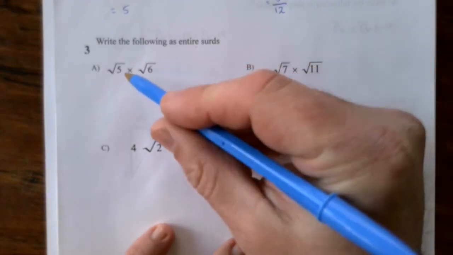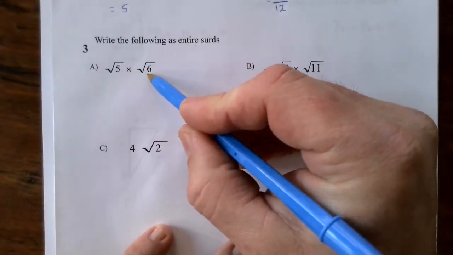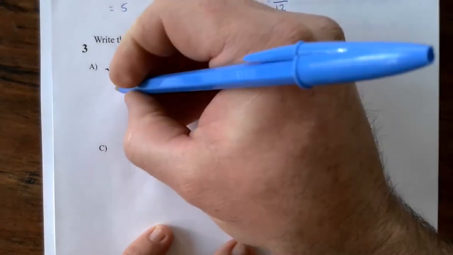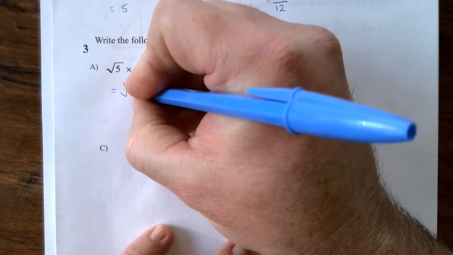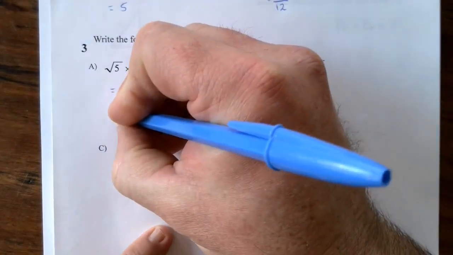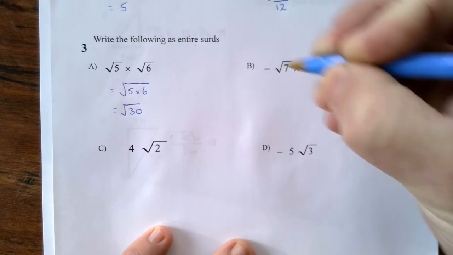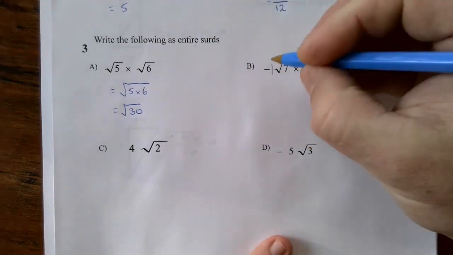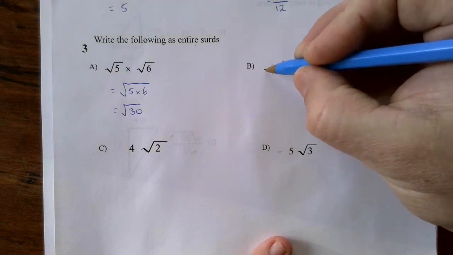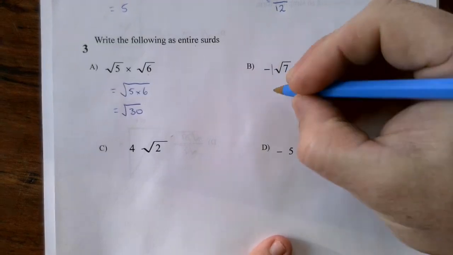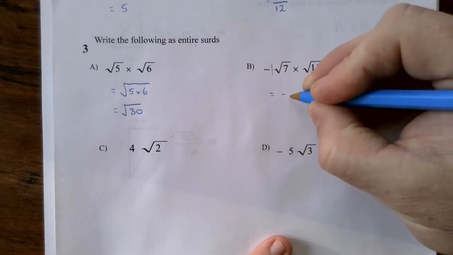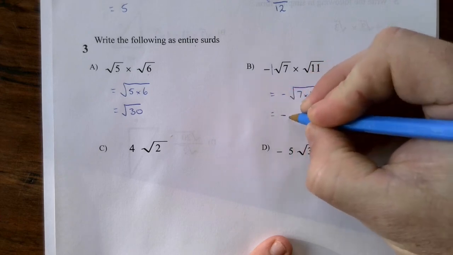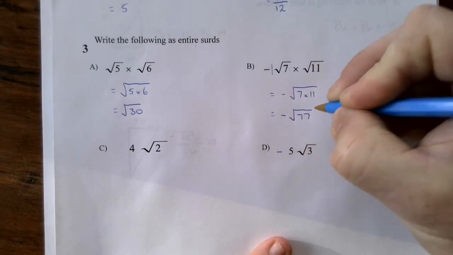When you've got a surd multiplied by a surd, you're allowed to multiply the numbers that are within the square root symbol. So this is really the same as saying the square root of 5 multiplied by 6, or the square root of 30. Over here, don't forget there's actually a little imaginary 1 here. Well, not imaginary, there's really a negative 1 here. Okay, so we can't forget this negative, but we're going to leave that out. That means that what we're going to have is the negative square root of 7 times 11, which is the negative square root of 77.